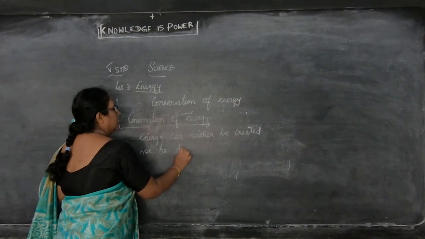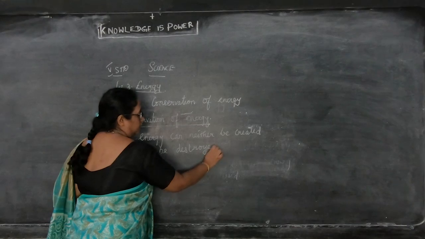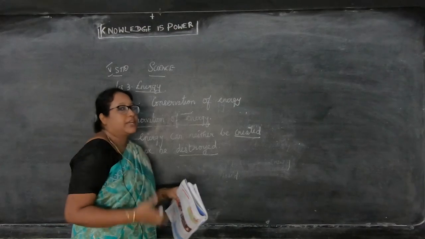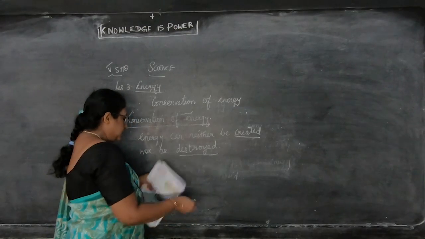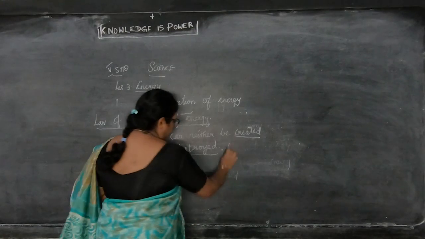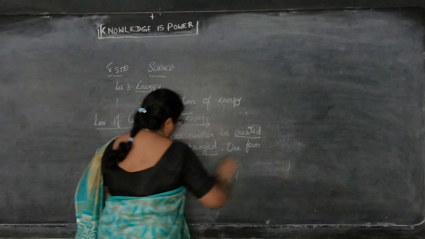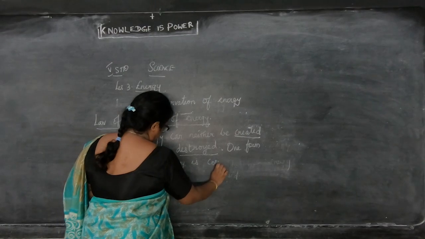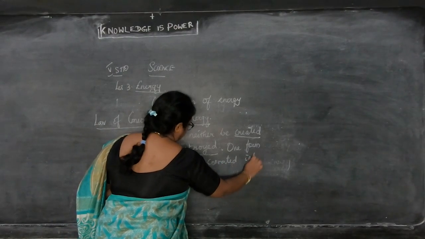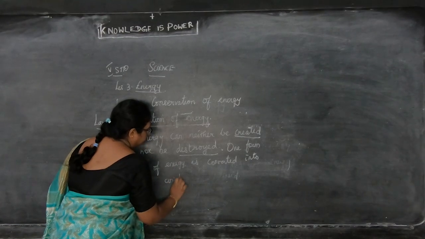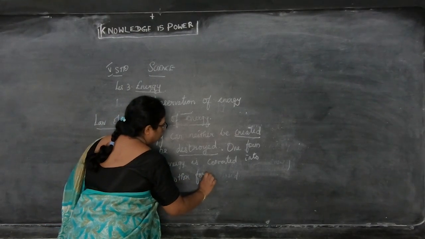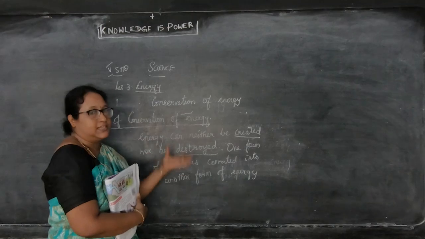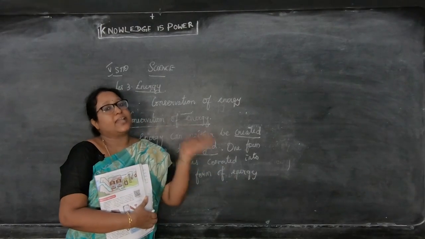That is, cannot be destroyed. So destroyed na azhippadu. Okay, so energy cannot be created nor be destroyed. Adho urvaakavum mudiyadhu, azhikkavum mudiyadhu. But then one form of energy is converted into another form of energy. That is, energy cannot be created nor be destroyed, I said, but it can be changed or transferred.